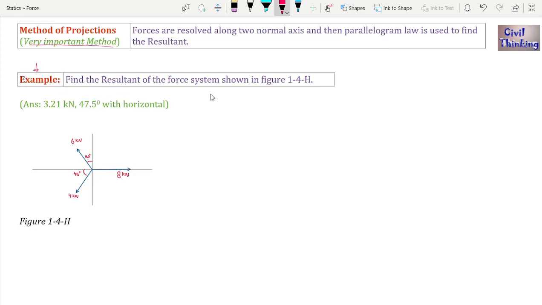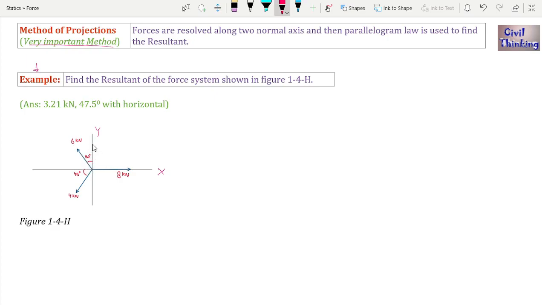Now find the resultant of the force system shown in the figure. This is the figure here, and we have to find the resultant using the method of projections. Let's assume this is the x-axis and this is the y-axis. Now this is 6 kilonewton, and it's making a 30 degree angle.